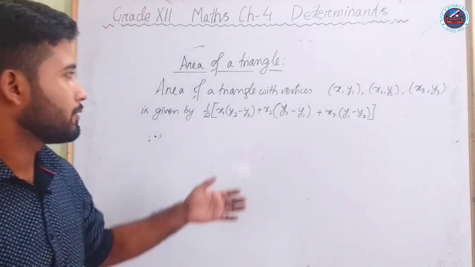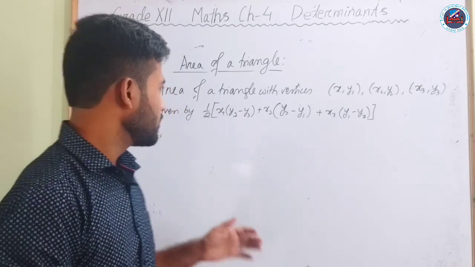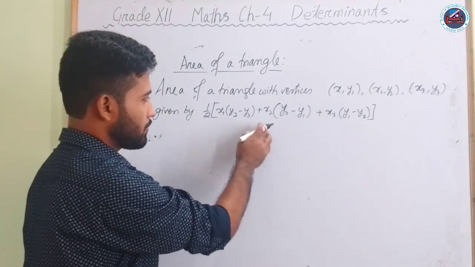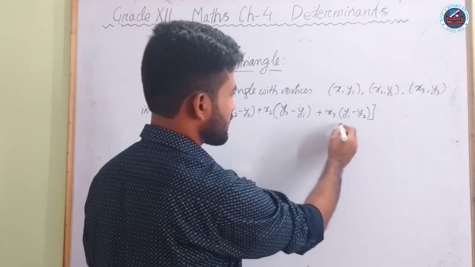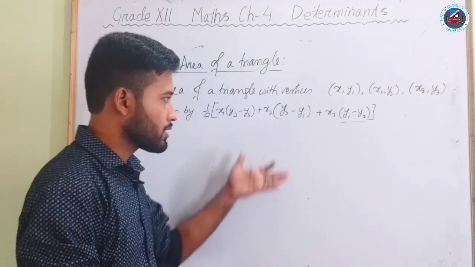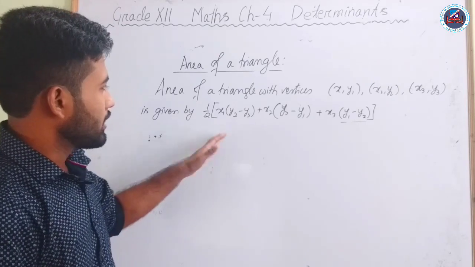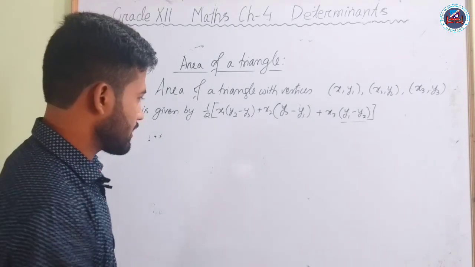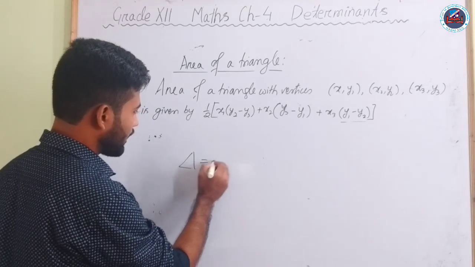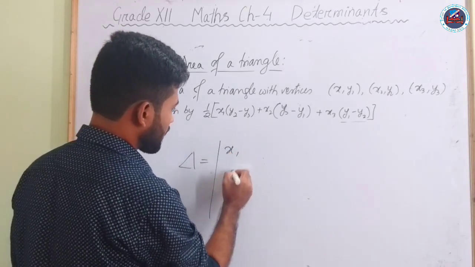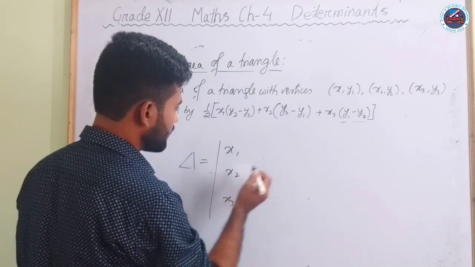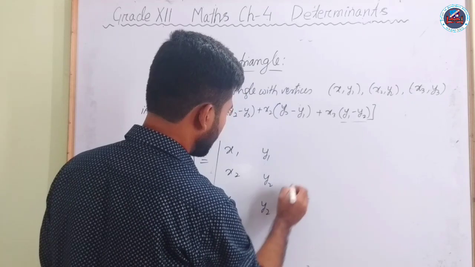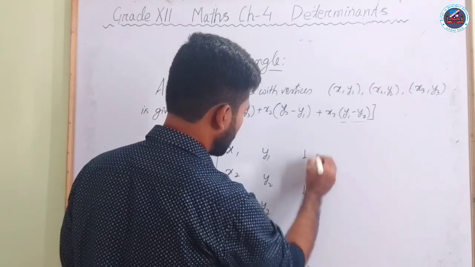If three coordinates are given, you have used this formula, that is half of x1 into y2 minus y3 plus x2 into y3 minus y1 plus x3 into y1 minus y2. But how does this formula look? Can I change it to a determinant form? Let us see. Here if I write the determinant x1, x2, x3, y1, y2, y3, 1, 1, 1.